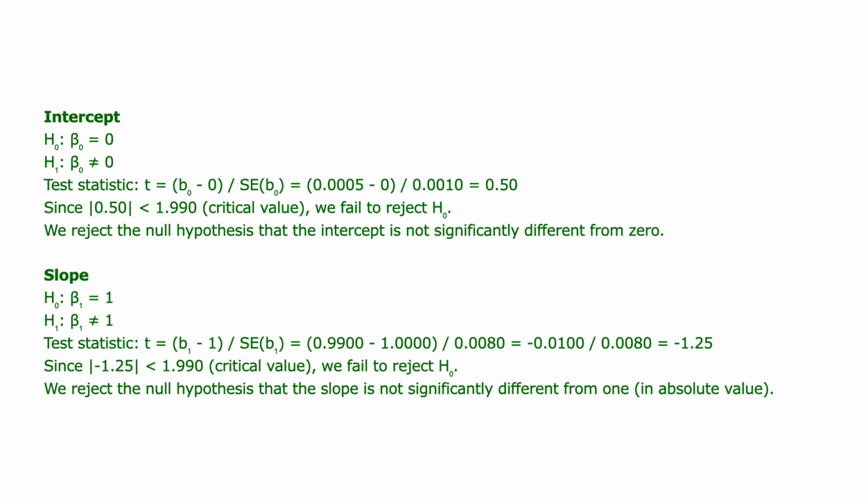Statistical decision rule. The calculated T-statistics must be compared to the critical value of 1.990. For the intercept, the T-statistic is 0.50, and for the slope, testing H0, beta 1 equals 1, the T-statistic is negative 1.25. Because the absolute values of both calculated statistics, 0.50 and 1.25, are less than the critical value of 1.990, you fail to reject both null hypotheses. This failure to reject confirms the forecasts are unbiased, making choice A the only valid conclusion.